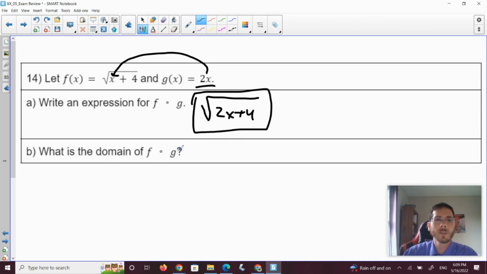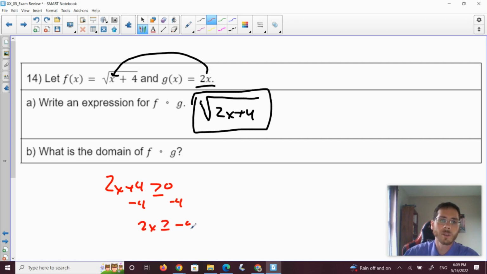What is the domain of f of g? So remember, we cannot have any negatives inside even roots. This is an even root. It's a square root, so we can't have any negatives in there. So that means that 2x plus 4 has to be greater than or equal to 0. That's the way that we say, hey, I can't have any negatives in there. We have to be at least 0. If I subtract 4 from both sides, I get 2x is greater than or equal to negative 4. If I divide both sides by 2, I get x is greater than or equal to negative 2. So that's going to be my domain. I could write it that way.